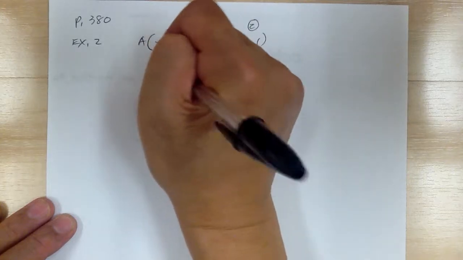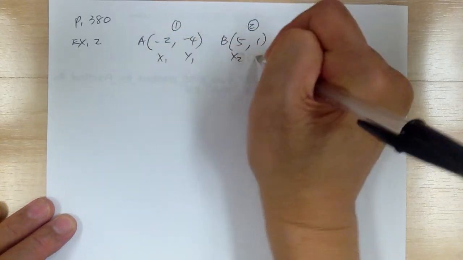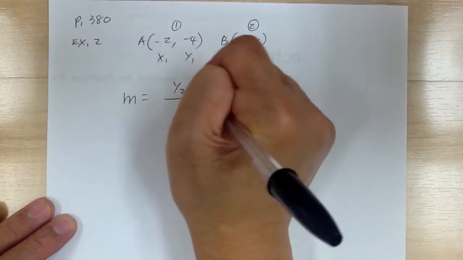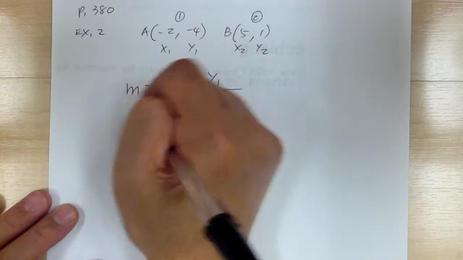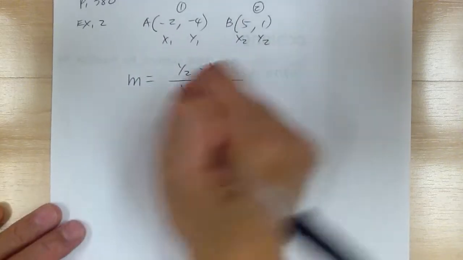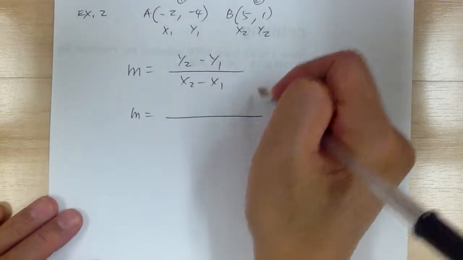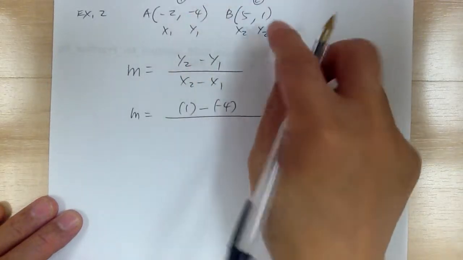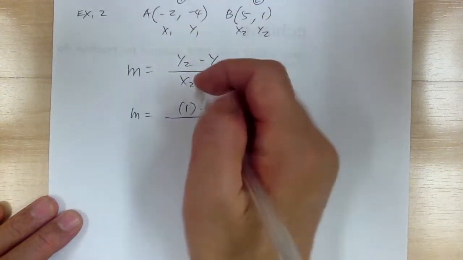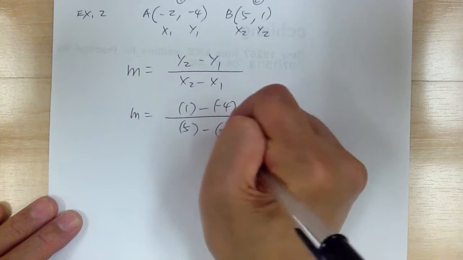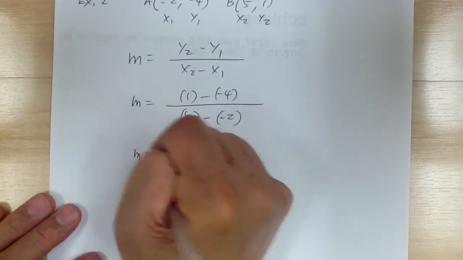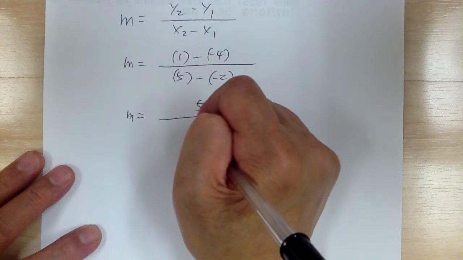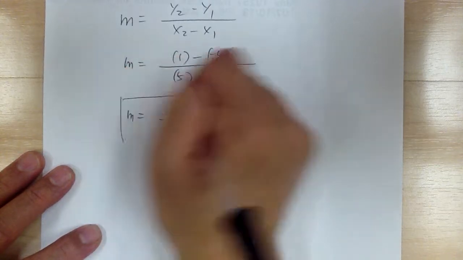And from here, that's your x1, y1, x2, y2. So slope equal to y2 minus y1, again, write down your formula, and you substitute. So you got 1 minus negative 4, right? 1 minus negative 4, the end minus the beginning, over 5 minus negative 2. So slope equal to 5 over 7, and that's your answer.